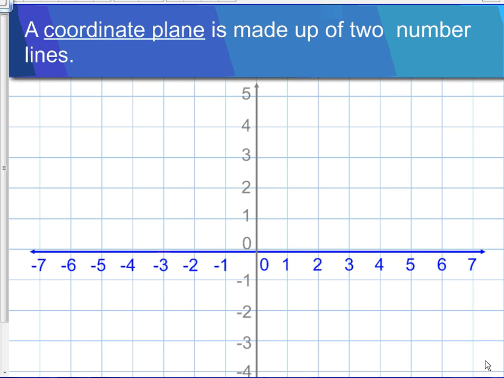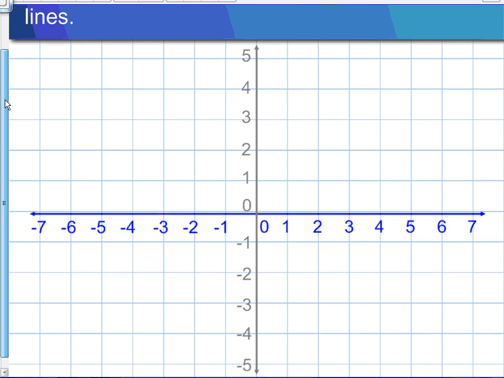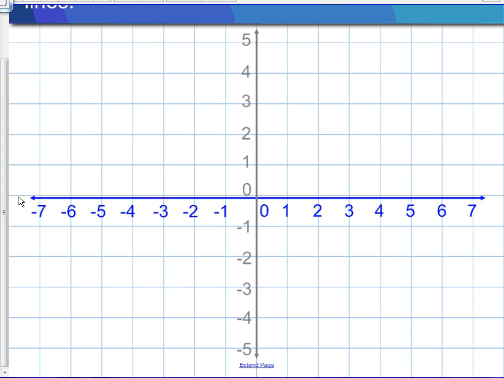Okay, today we are going to be talking about the coordinate plane and how to plot points on the coordinate plane. So first of all, we need to know what a coordinate plane is. And it is made up of two number lines. As you can see here, we have one number line and another number line. One goes horizontally, one goes vertically.